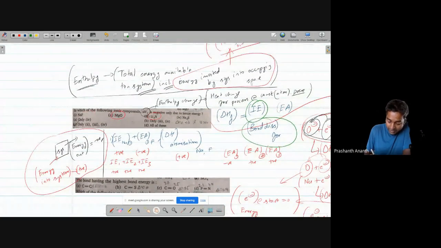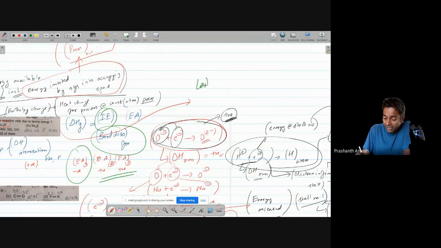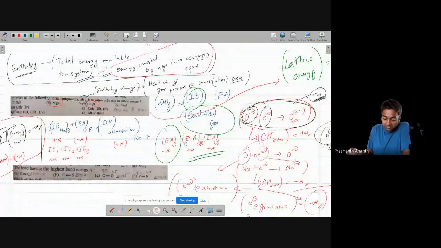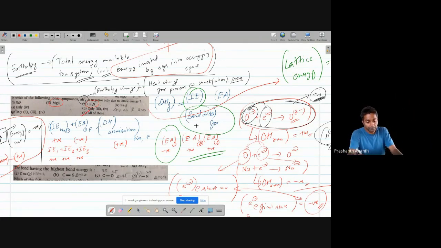EA, if I'm considering electron affinity, the first one will be negative, but the remaining will be positive. But there is always EA1, which is negative. So I will always have lattice energy, which is negative for sure. Lattice energy or lattice formation is always going to be negative in this case, along with EA1 for all of these. So if I have to give an answer here, I would go with Delhi. Why?